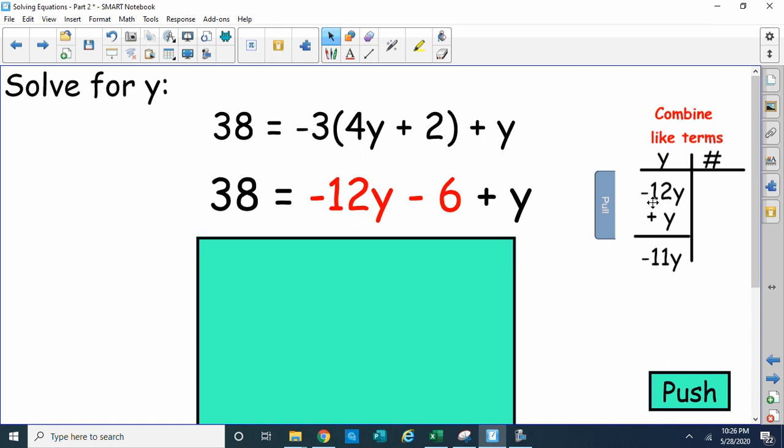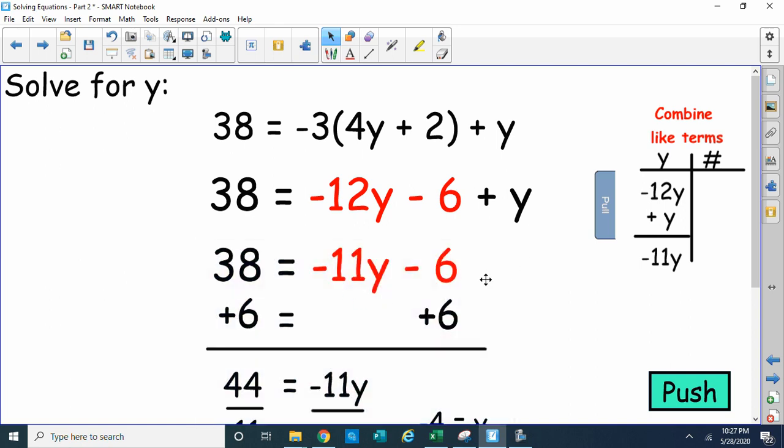And the signs are different, so we have to subtract. 12 minus 1 is 11. And choose the sign of the 12 because it's the bigger integer and the bigger term. And we get negative 11y. There are no constants that we need to add, so we can just leave that minus 6 there. So this is what it's going to look like.